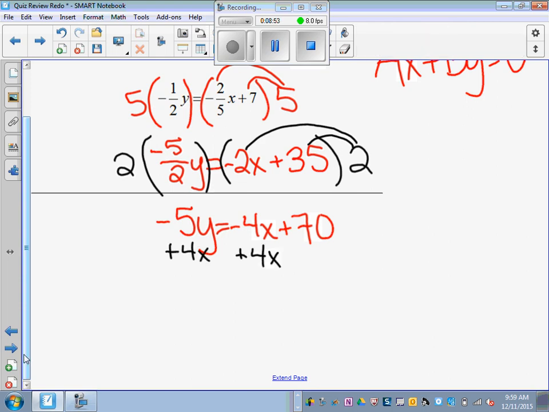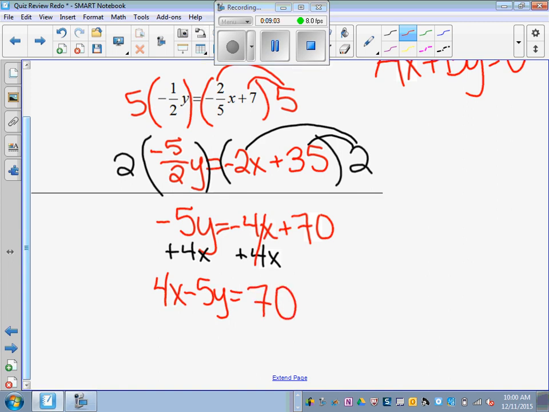Can I combine negative 5y and 4x? No. So we have 4x minus 5y equals 7. No fractions, no decimals. The first one is positive.